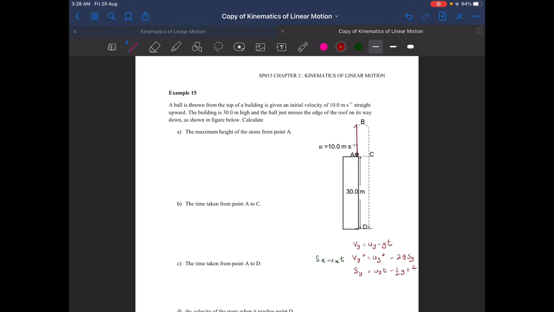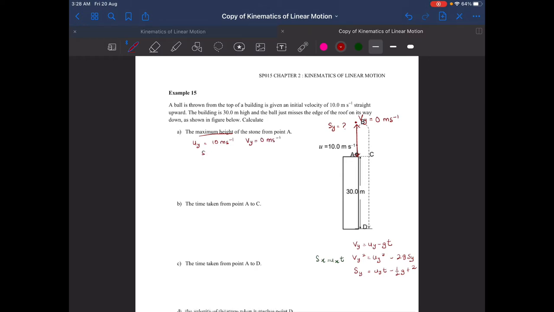So let's say Miss does it like this. They want to know what SY is here. We have discussed before, if it's maximum height, we must know the keyword, the object, the ball, stops for a moment. So at this point our VY, remember, this only involves the Y component, so VY equals 0 m/s. Okay, so let's write it. We have UY equals 10 m/s. We have our VY equals 0.